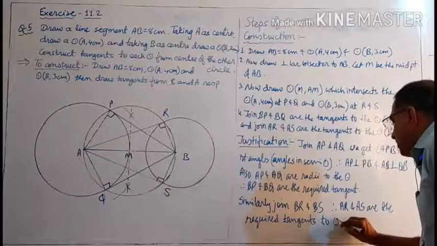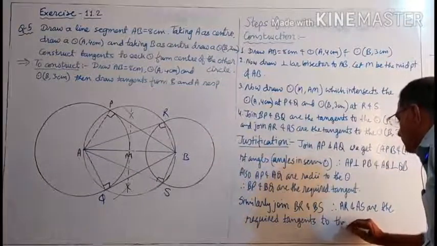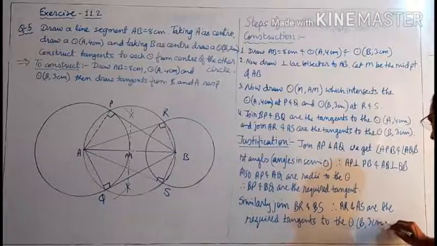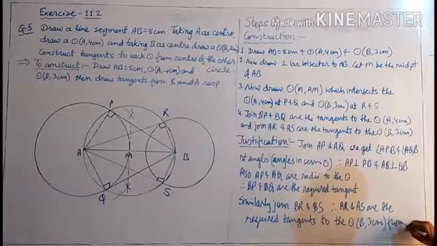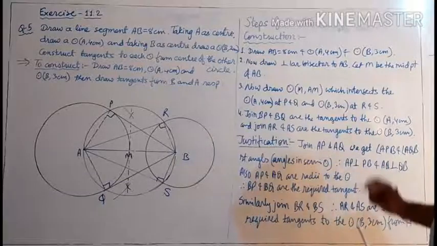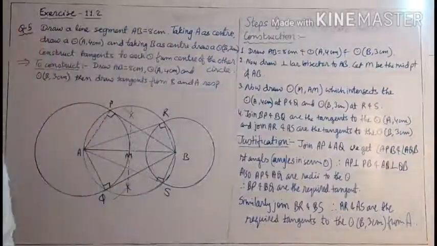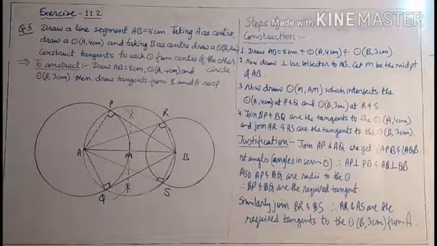To the circle with center B and the radius 3 centimeter from point A. So this way we can construct tangents to the circle from a point given outside the circle.